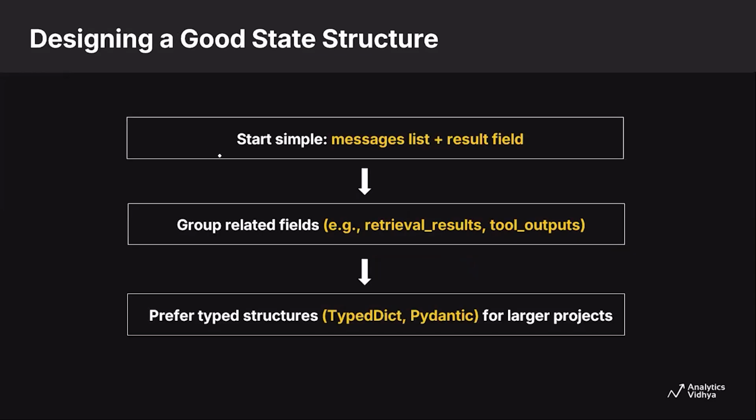Now, how do you design a good state? The first thing you always have to remember is to start simple. Just start with a messages list and a result field. Do not add anything complicated there. Then you can group all the related fields together. For example, if you have retrieved several results, you can add a field to include all the results. Whatever tool outputs you have received, you can group together into a relevant field for tool outputs and such. But always make sure you start simple and keep adding fields as you progress down the line in your workflow.